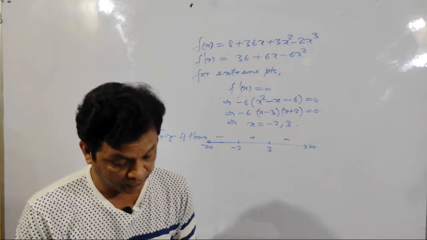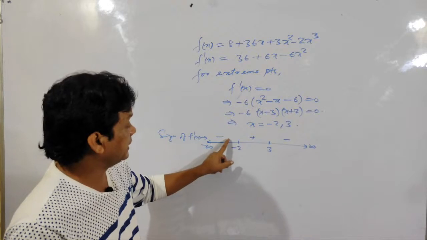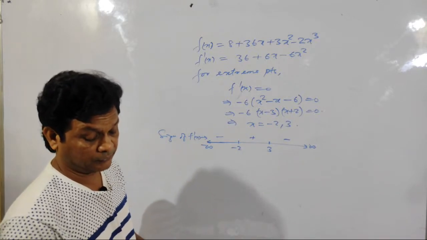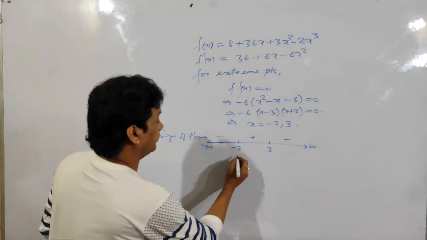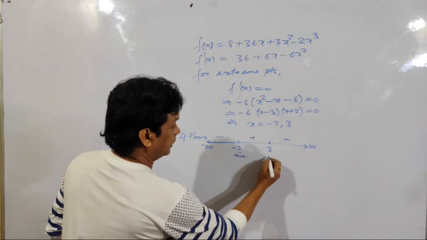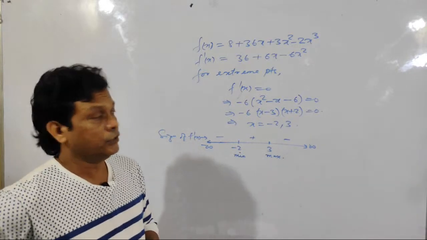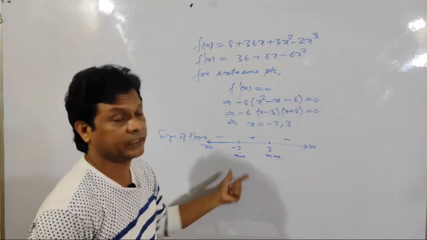Minima. One student is saying that maximum. Sign of the derivative changes from negative to positive. So how is it maximum? It will be minimum. If the sign of the derivative changes from negative to positive, it will be minimum. And if the sign of the derivative changes from positive to negative, it is maximum. So the function attains maximum at x is equal to 3 and minimum at x is equal to minus 2.